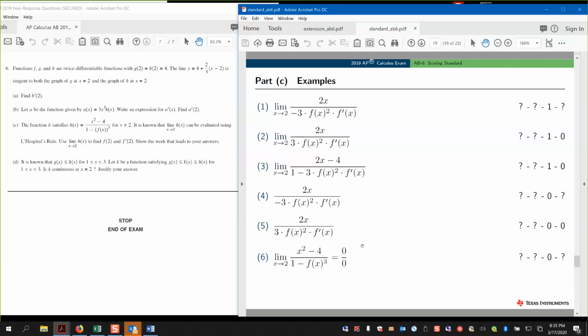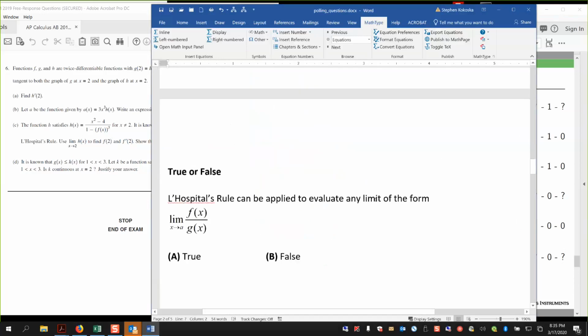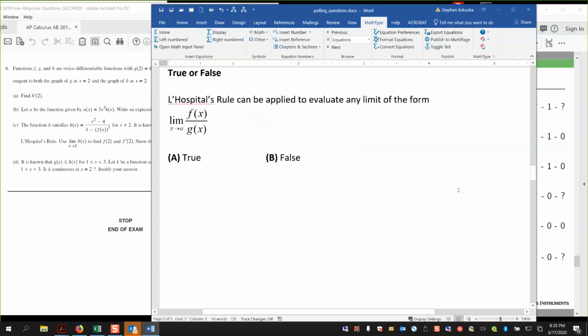Michael, I'm going to try a couple of polling questions again. Here we go. Here comes another true or false question. So you probably all taught L'Hopital's rule already. So here's the question. L'Hopital's rule can be applied to evaluate any limit of the form the limit as x goes to a of f of x over g of x. It's a really cool rule. And students want to use this all the time. So the question is, can you use it for any limit of a quotient like that? And we'll give you 20 seconds to answer that poll.